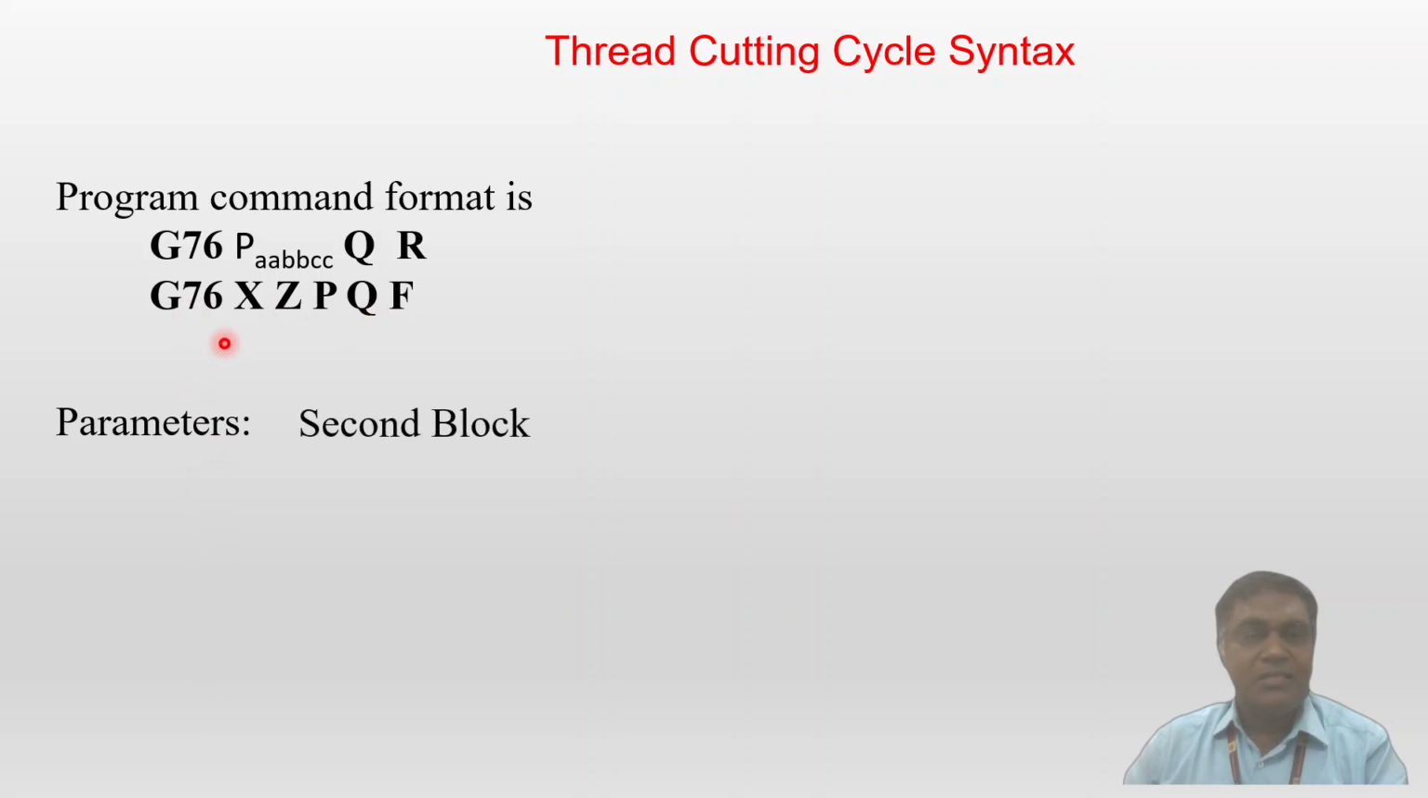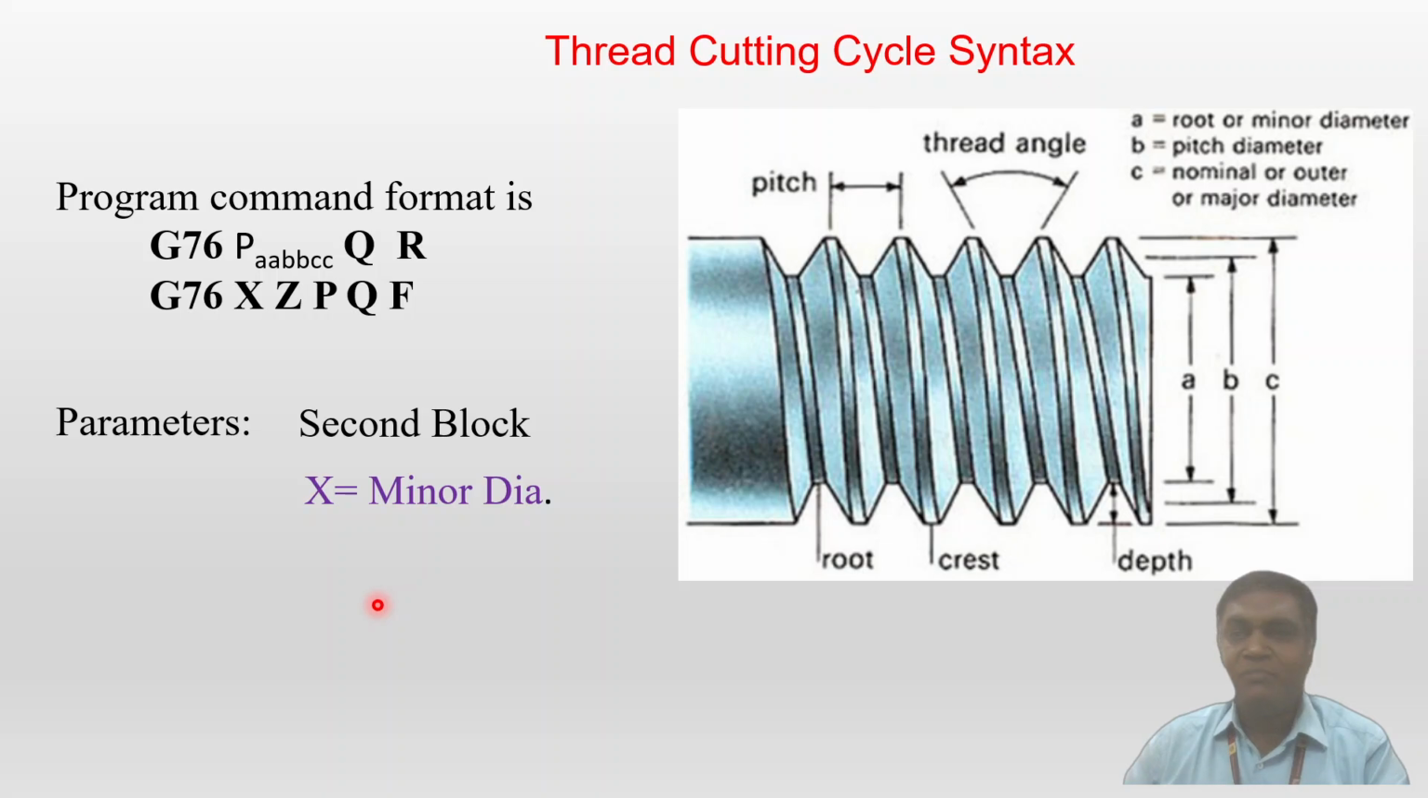The second block consists of X, Z, P, Q and F. X indicates the minor diameter or the root diameter, and Z is the thread length. What is the total length of the thread in the Z direction, that is the Z value. And P is the depth of thread in mm.